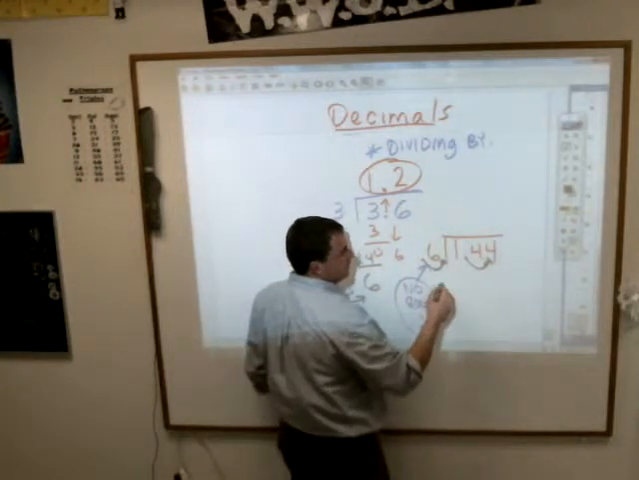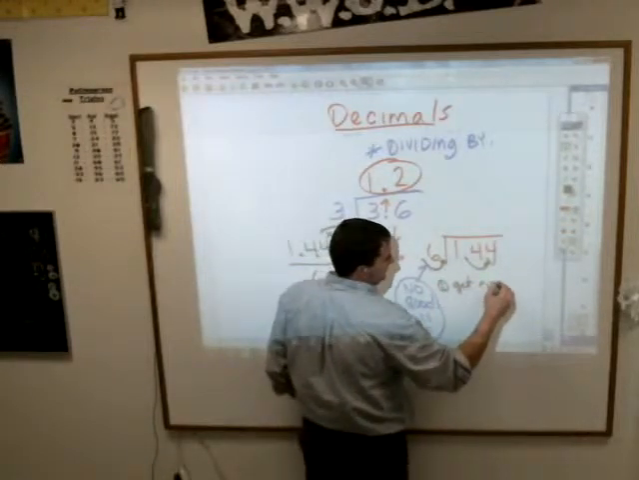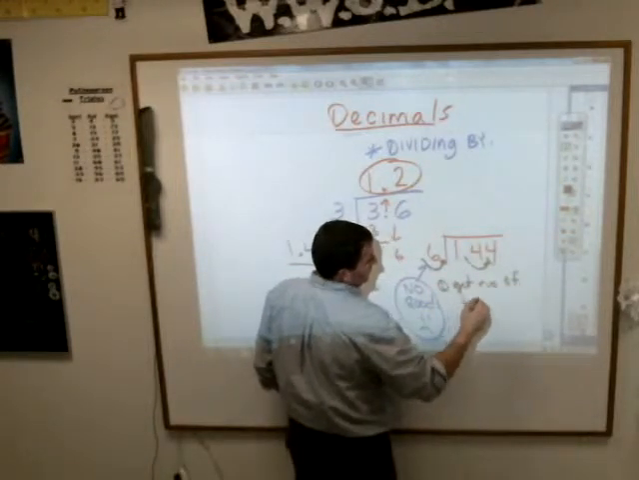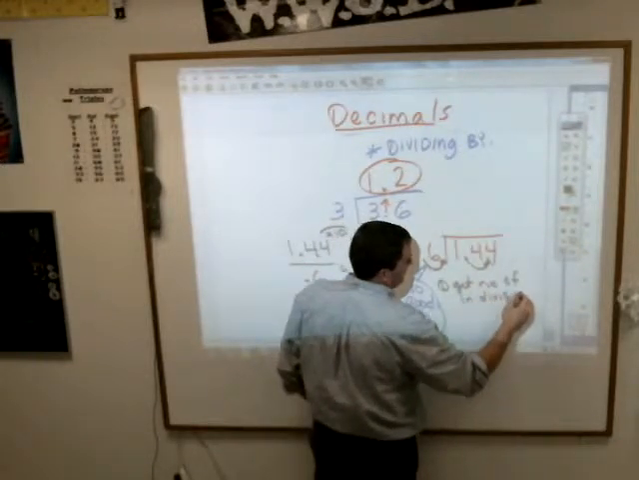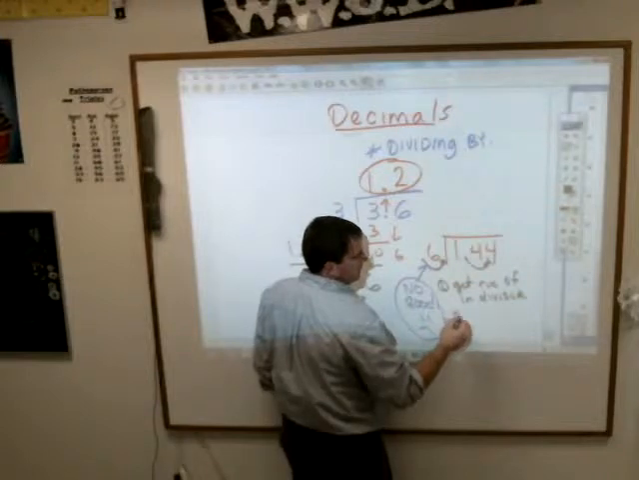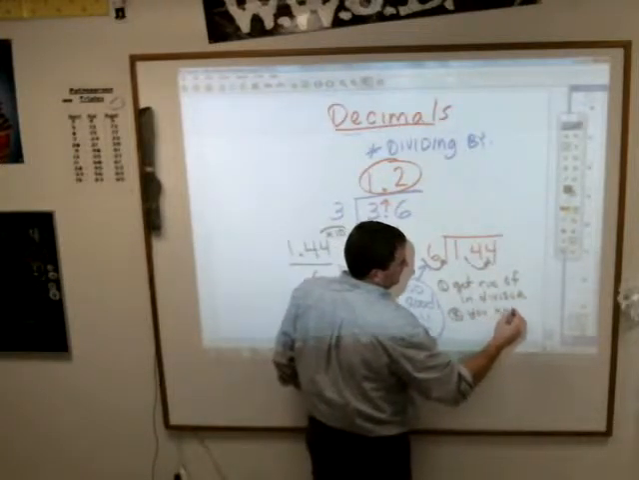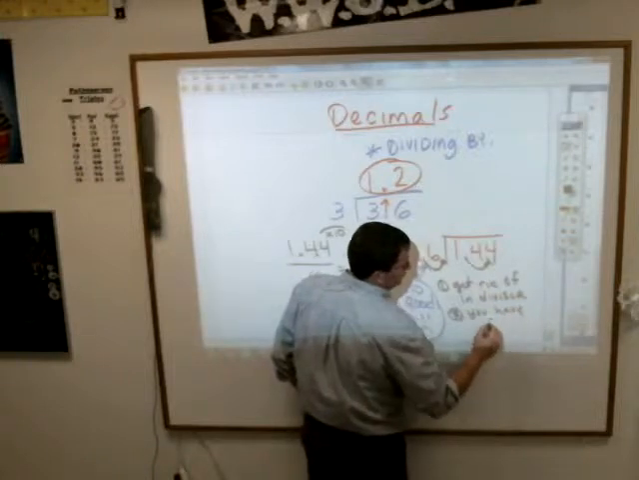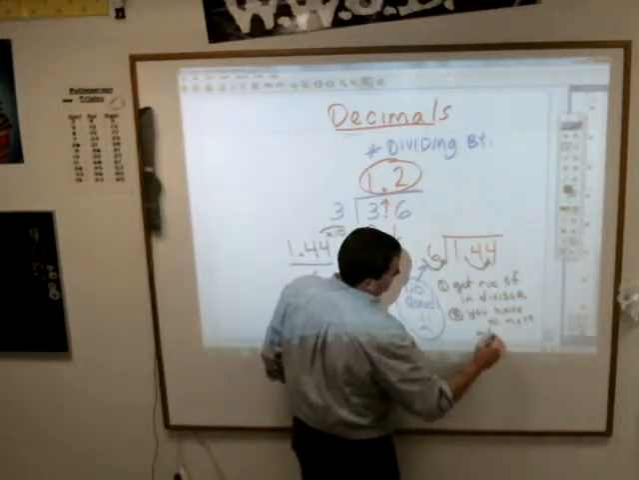The first thing you have to do is you need to get rid of the decimal in the divisor. But then you have to remember, step 2 is you have to move the decimal in the dividend too.